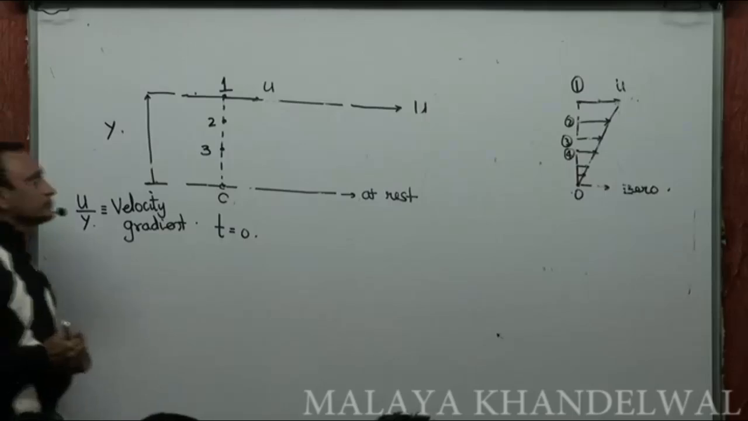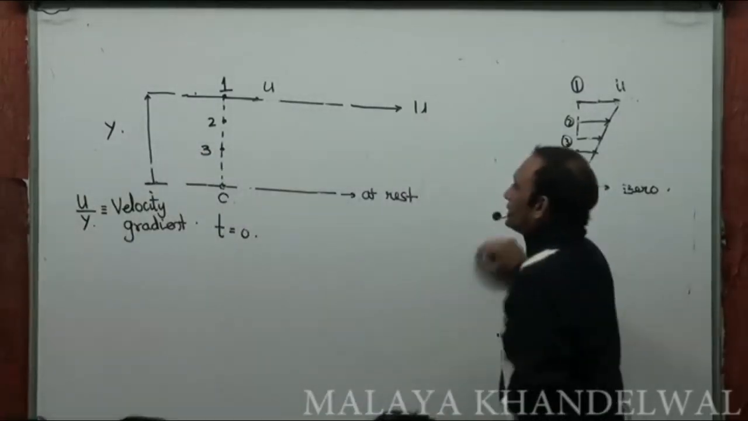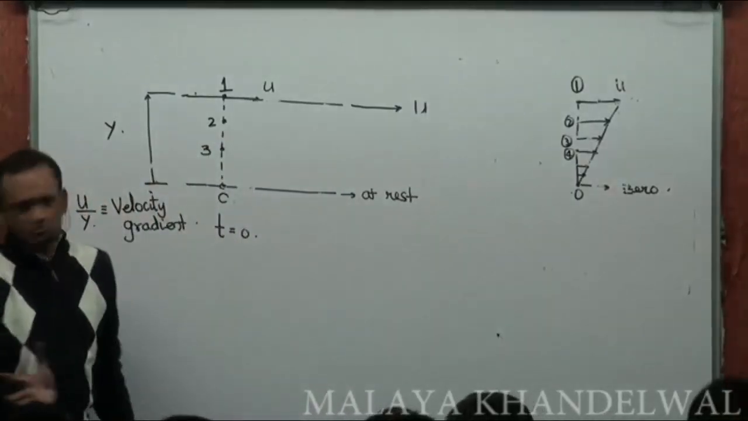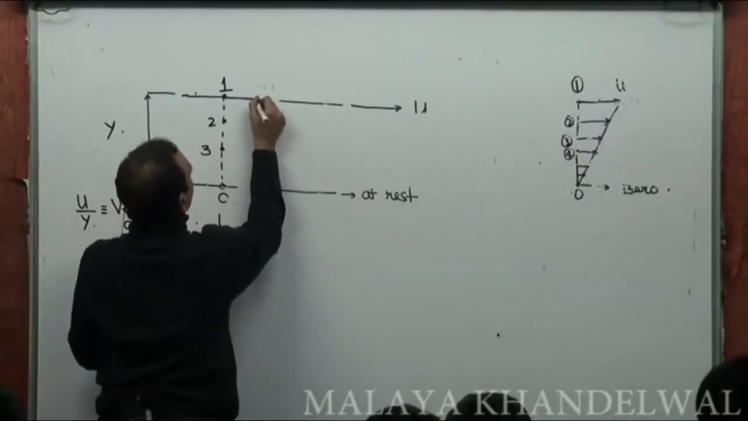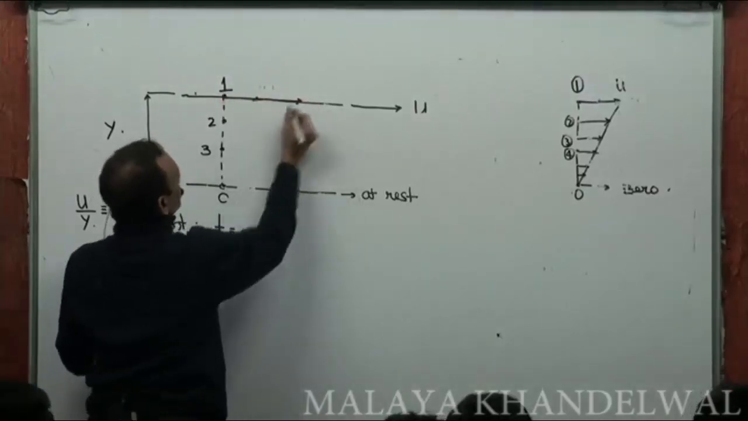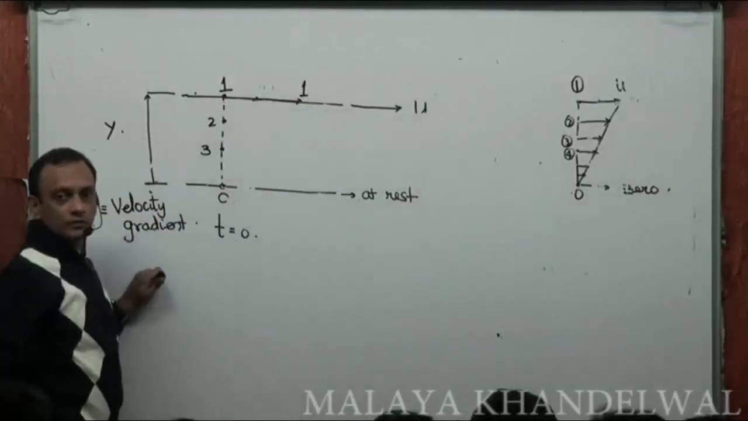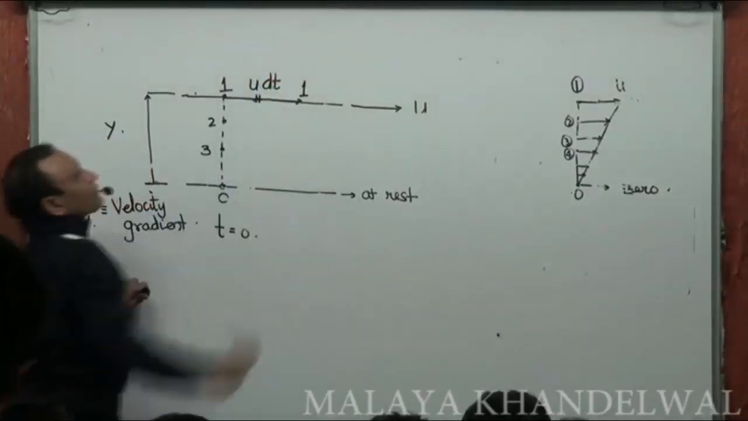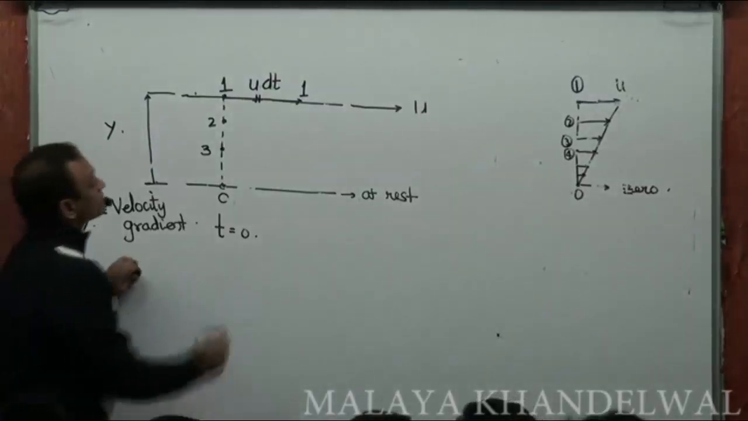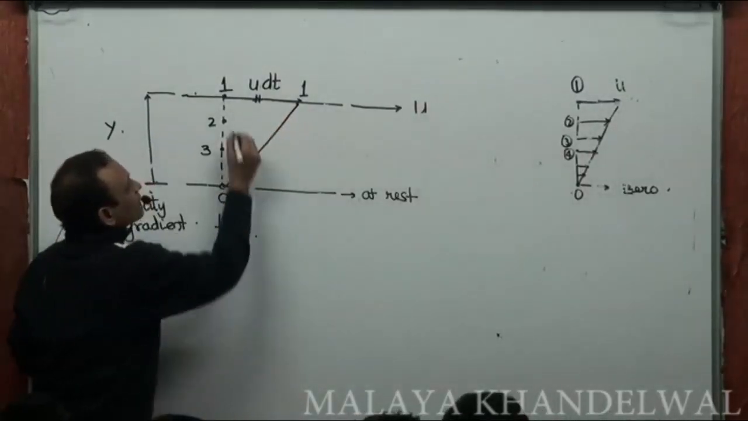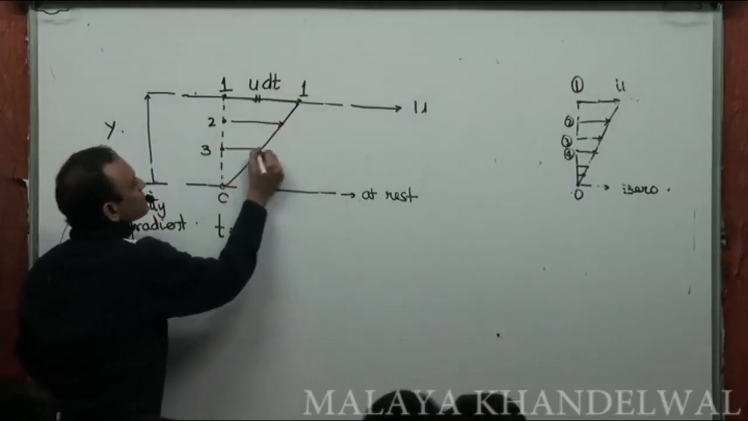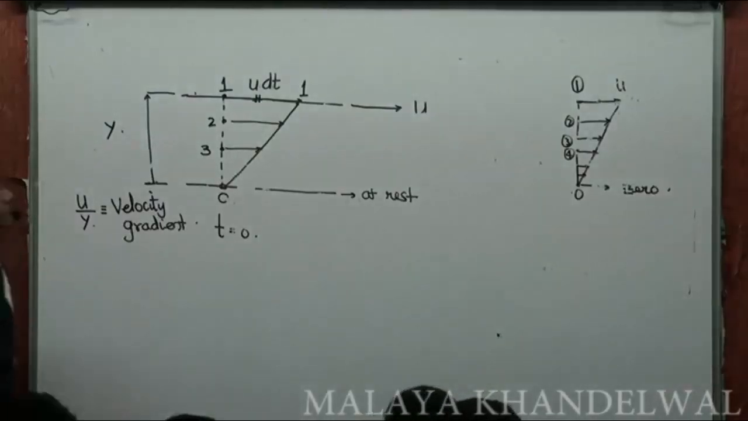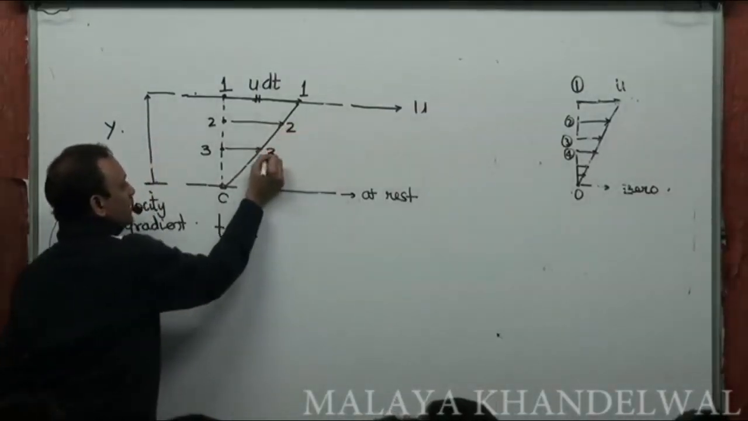It's the velocity gradient. Now, after a while, what is going to happen? In a small time dt, particle 1 will come to this point, which is u dt. In a small time dt, particle 1 would have traversed a distance u dt. Particle 2 would have traversed this distance. Particle 3 in dt would have traversed this distance. Particle O would have been like this, right? So 2 comes here, 3 comes there.